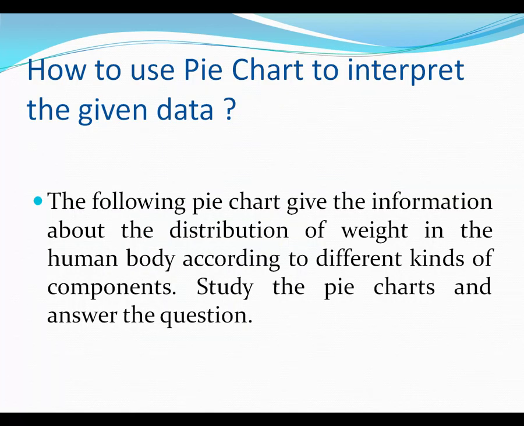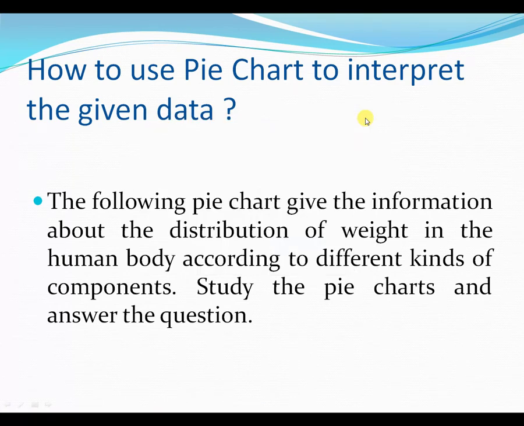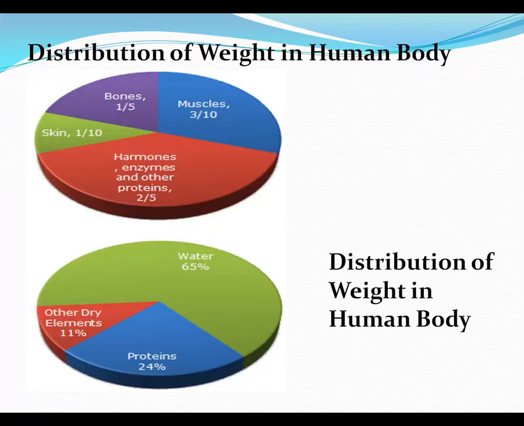Another example that we are also going to learn is how to use a pie chart to interpret the given data. The following pie chart gives the information about the distribution of weight in the human body according to different kinds of components. Study the pie charts and answer the questions. So this is just a task which is given to us, and this is the distribution of weight in a human body represented in terms of a pie chart.